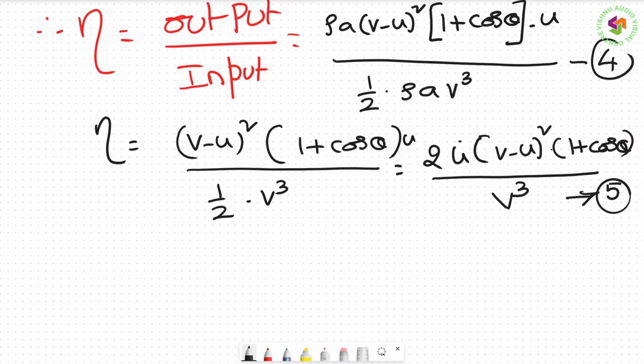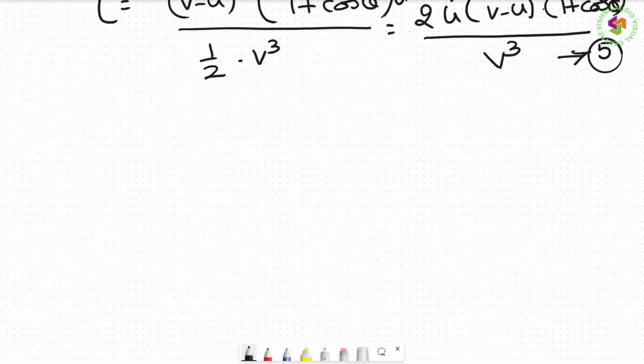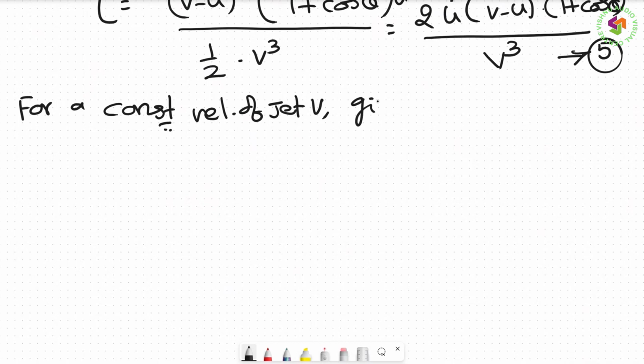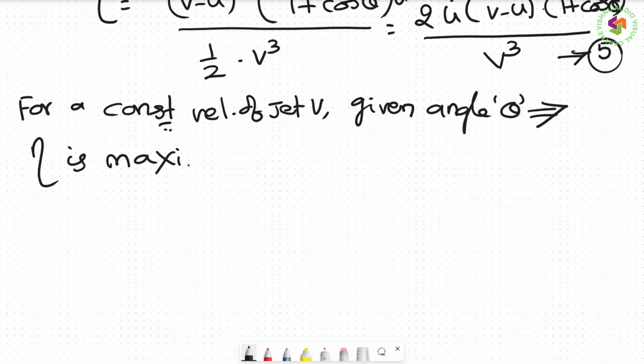So once that is done, now what I am going to do is, for a constant velocity of jet V, and given angle theta, both are given. Then you see V is constant, theta is constant. Then what is the variable? The efficiency is maximum if dou eta by dou u is equal to 0.